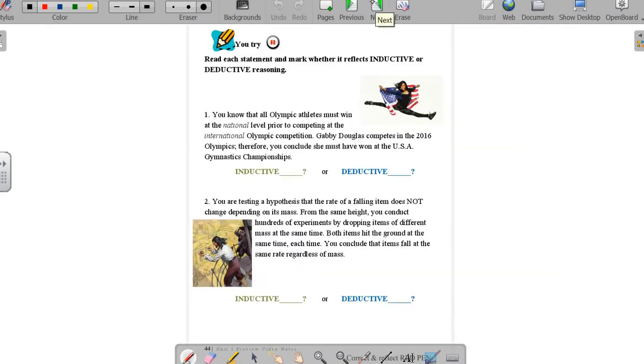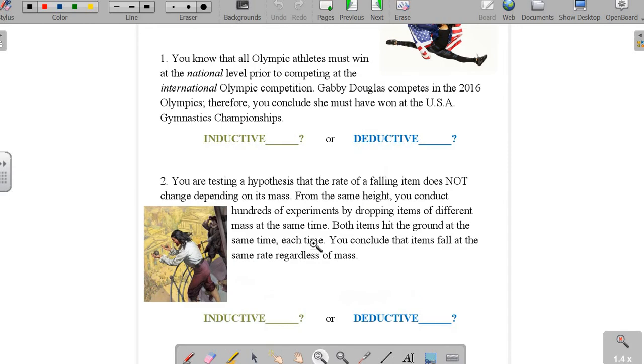To see if you understand this, I'd like you to read the short paragraphs and check the box whether it's inductive or deductive reasoning. Pause the video. Let's take a look here.